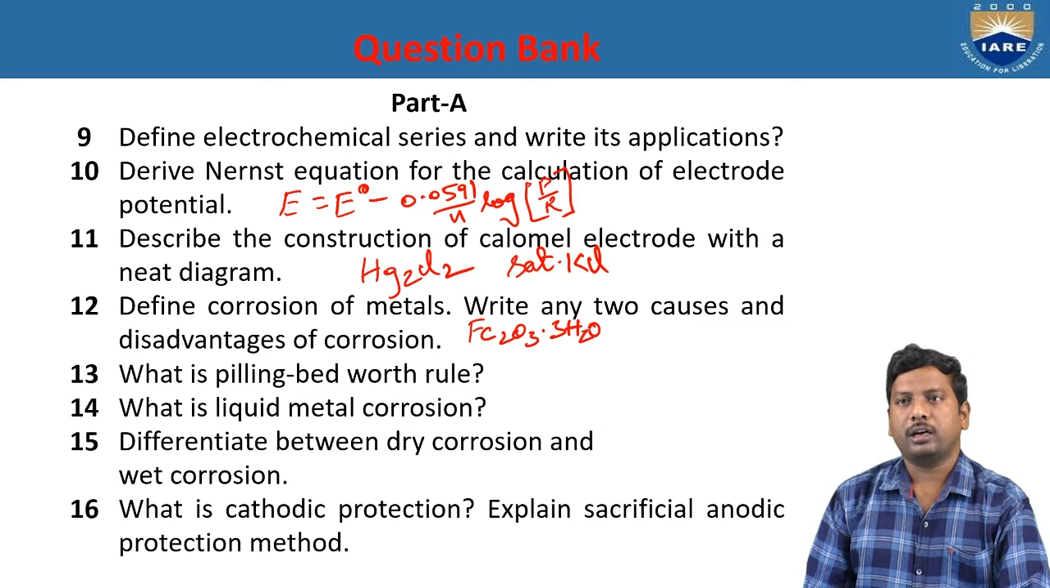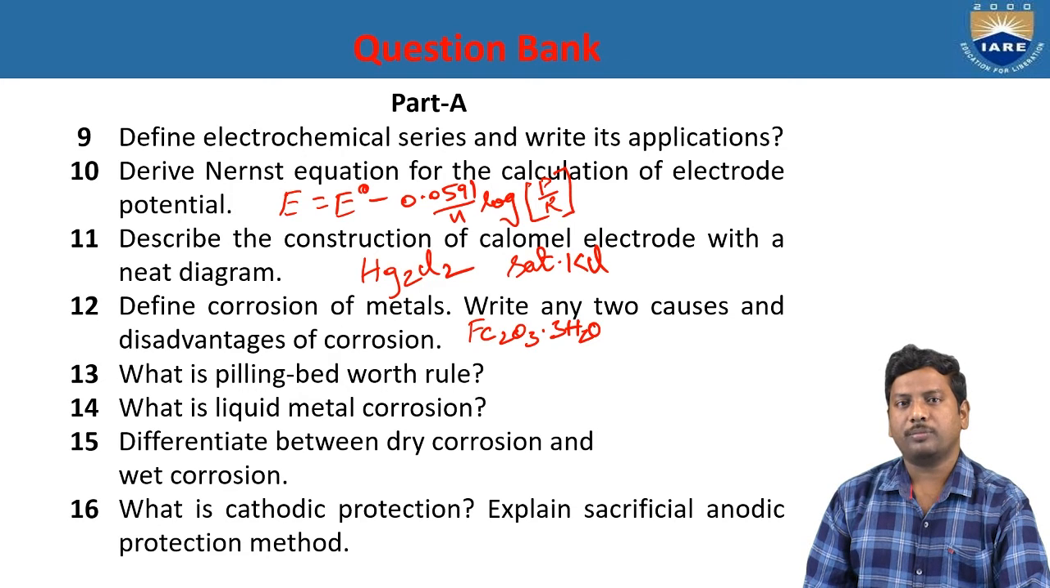Now the cause of corrosion is that pure metals are generally unstable in the open environment. Immediately they react with environmental gases like oxides, sulfides, and other gases. For example, with iron, the oxygen reacts to form ferric oxide. And the disadvantage is that the metal loses properties like malleability, conductivity, and ductility, and it loses its physical appearance. And what is Pilling-Bedworth rule?